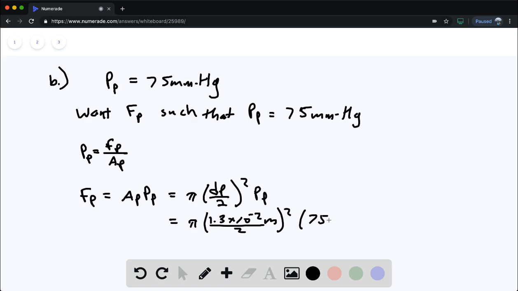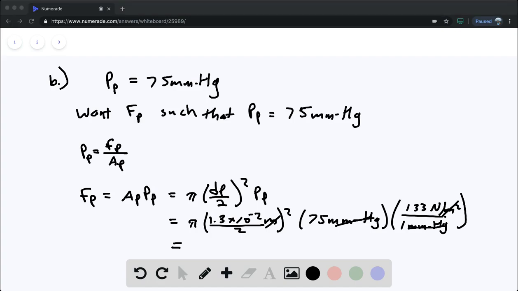And we just want to make sure we convert from millimeters of mercury to newtons per meter squared. So we can just look up this conversion. For 1 millimeter of mercury, we have 133 newtons per meter squared. That way, the meters squared cancel out, and we'll have an answer in newtons. And you should get about 1.3 newtons.